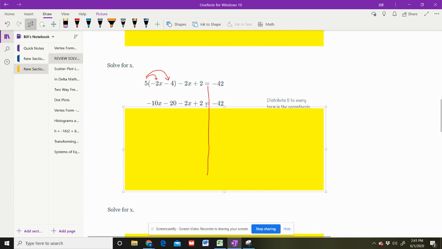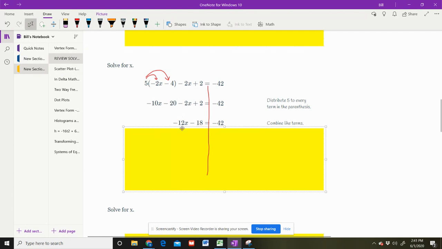Now, because we are not going to the opposite side of the equal sign, we don't use opposite operations. We just combine like terms using the signs that are in front of them. So negative 10x minus 2x is going to give me a negative 12x, and then negative 20 plus 2 gives me a negative 18. So again, when we don't go to the opposite side of the equal sign, we don't use our opposite operations. It's only when we go to the opposite side that we use opposite operations. These guys all stayed on the same side.